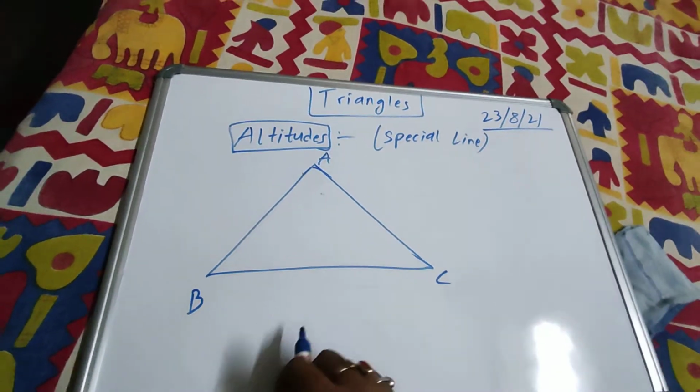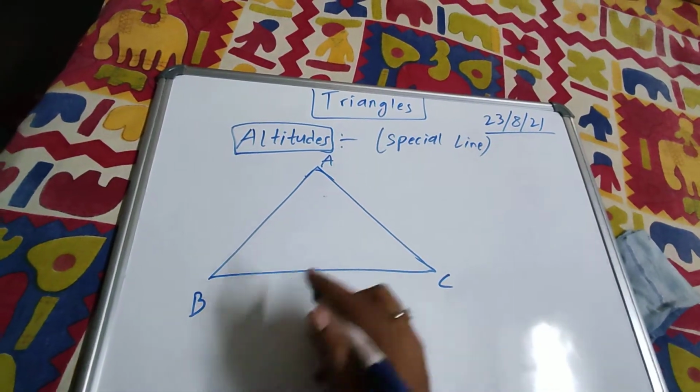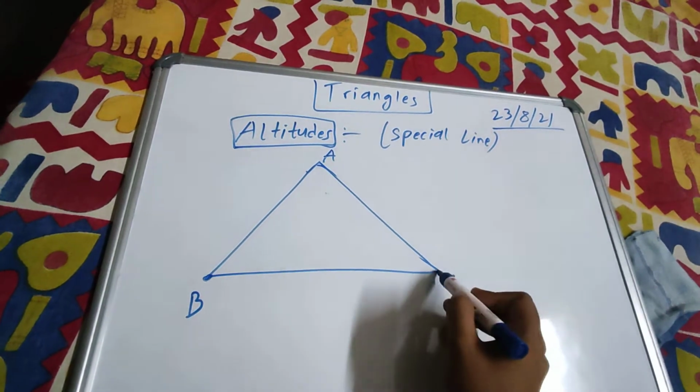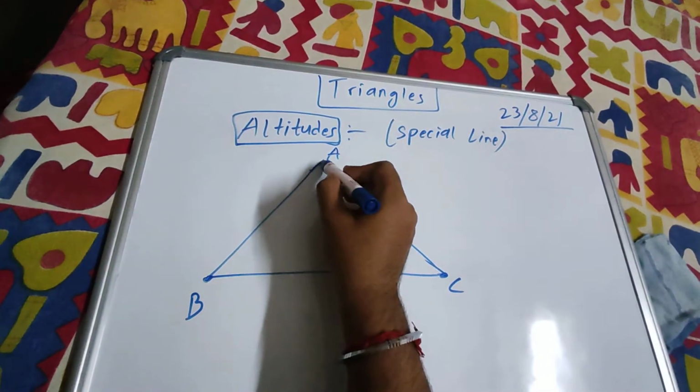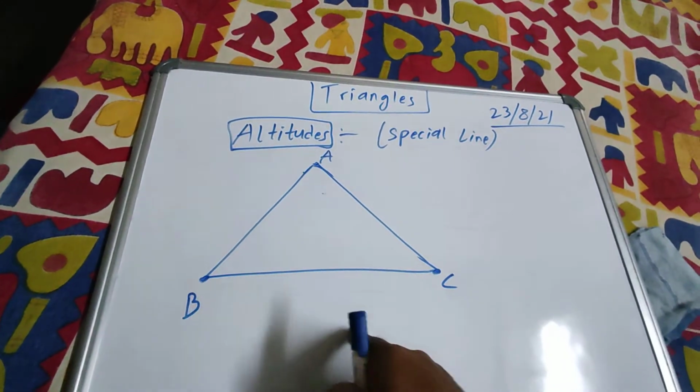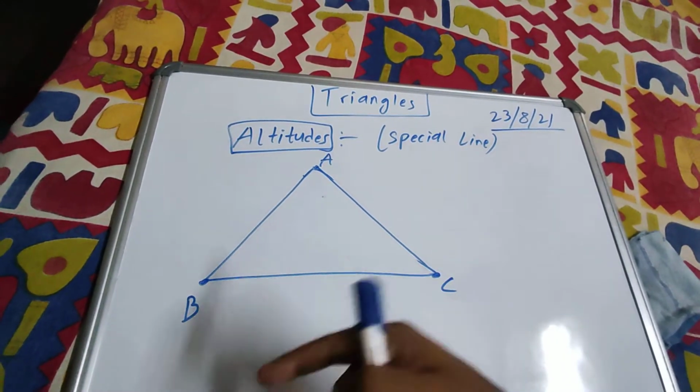Now what is a special line? The definition of altitude of a triangle is from any vertex. Vertex means these points, these corners. These are called vertex. Plural is vertices. If you call it one, that is singular, that is known as vertex. Singular is vertex, plural is vertices.